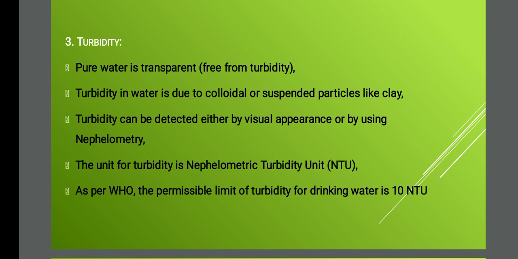We can tell just by looking. If not, what can we use? We can go with nephelometry or we can use a nephelometer. The unit of turbidity is nephelometric turbidity unit, simply called NTU. And as I have told you, the World Health Organization has given the permissible limit. It should not cross 10 NTU. 10 NTU. Is it okay, ma? So now we have seen color, odor as well as turbidity.